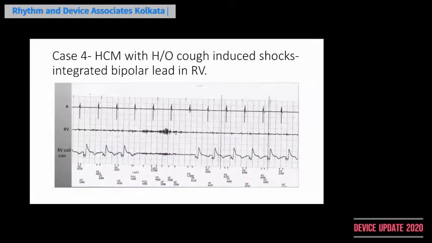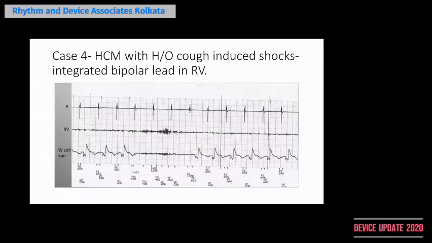Now coming to my fourth case, this is a patient with HCM who has a history of cough-induced shock. The patient has an integrated bipolar lead in the RV. So what is it? Can anyone tell? What is an integrated bipolar lead?